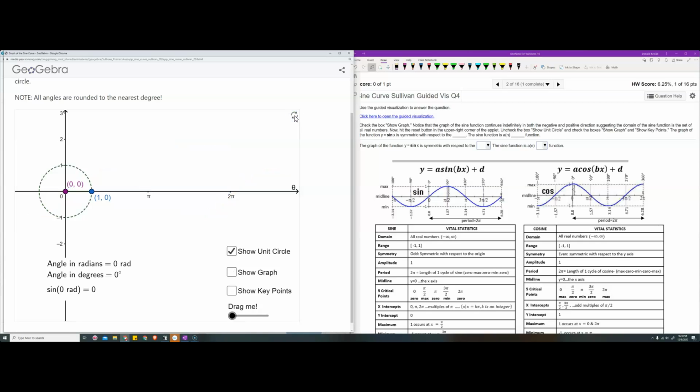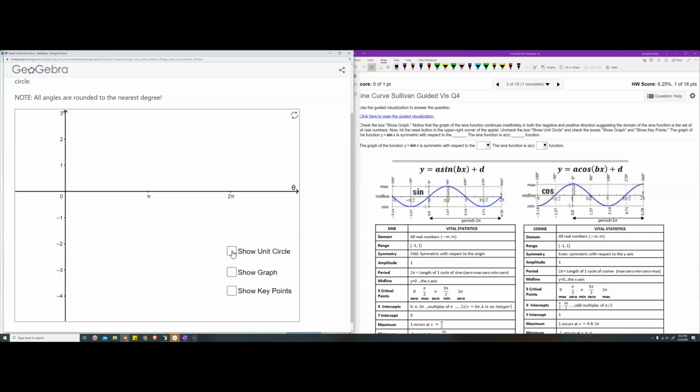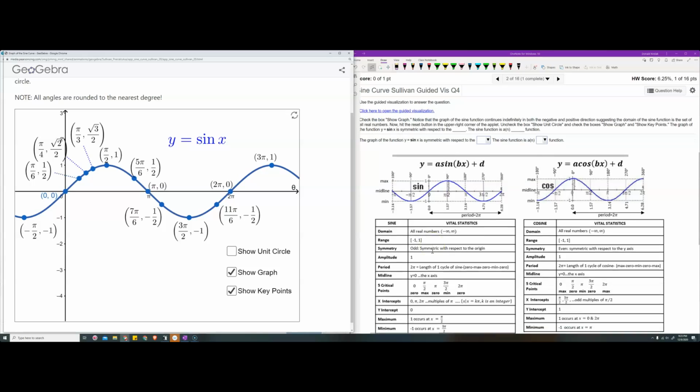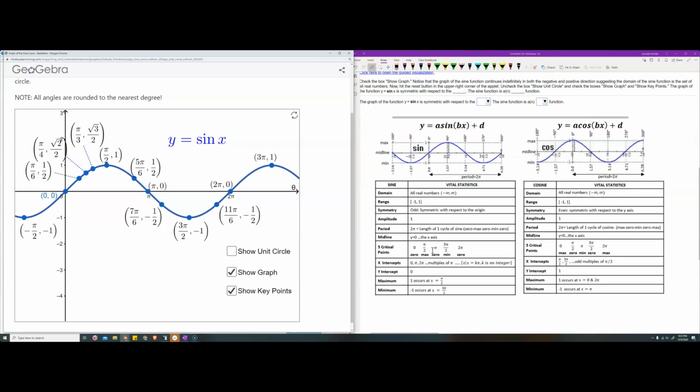All right. And in the upper right hand corner, uncheck the show the unit circle. So we're going to uncheck that. And check the boxes show graph and show key points. Okay, the graph of the sine function is symmetric with respect to the blank, and the sine function is a blank function. All right, what we learned about this was the sine function is referred to as an odd function, and it is symmetric with respect to the origin.